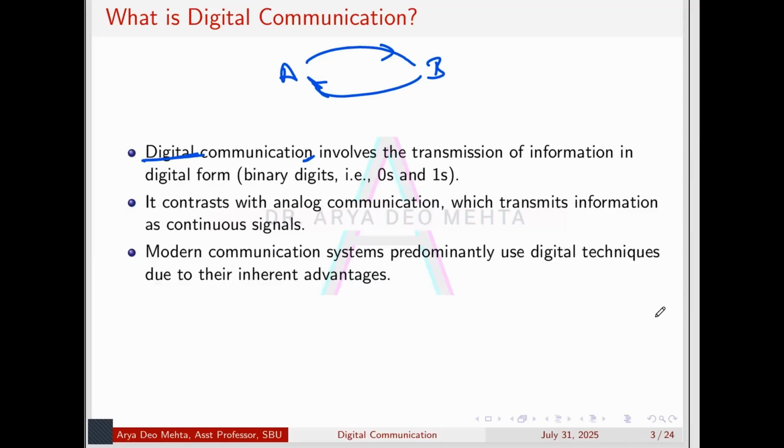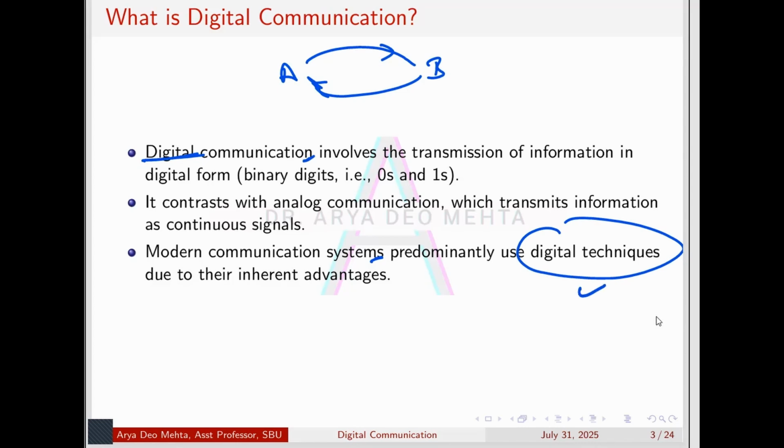Back then we had analog communication systems, very dominant and everywhere. Whatever communication system we had depended upon analog communication techniques. But right now, digital communication techniques are the dominating thing, and analog communication systems are almost gone. They have almost disappeared.